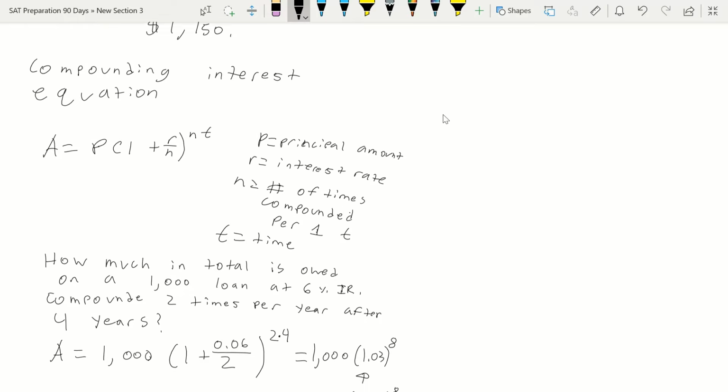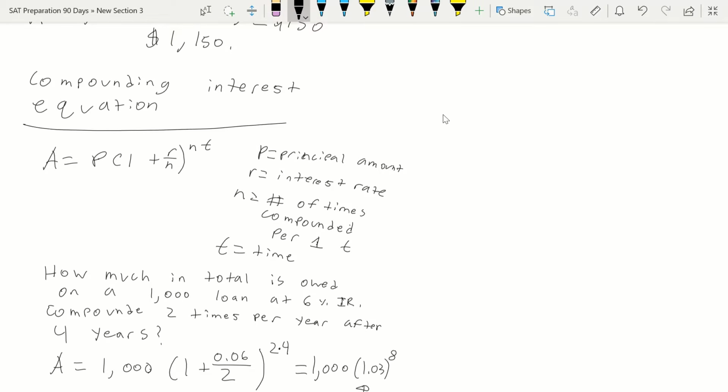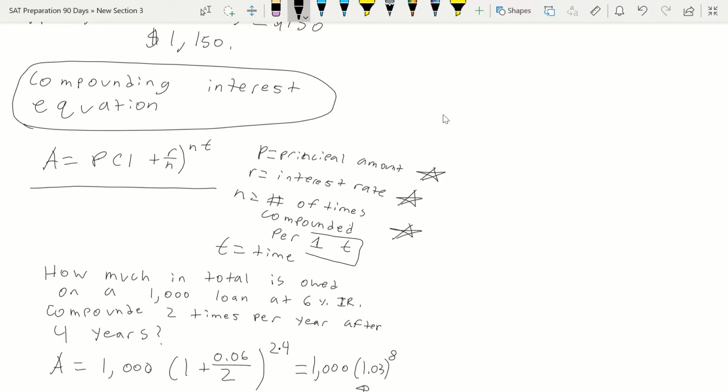Then we got into compound interest. What's our equation for that? For compound interest, our equation is A equals P, which is once again the principal amount, times 1 plus the quantity R over N, where R is our interest rate and N is the number of times that interest is compounded per 1 unit of time t. Keep that in mind: N is the number of times it's compounded per 1 unit time, where t is time.